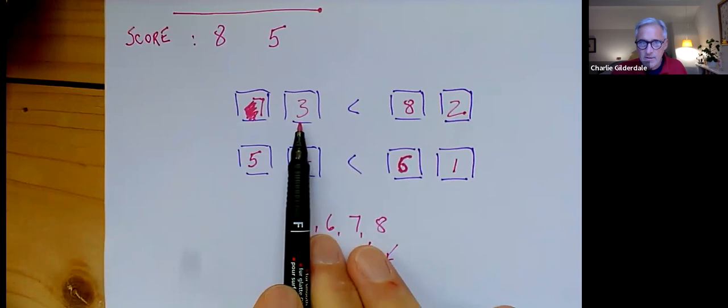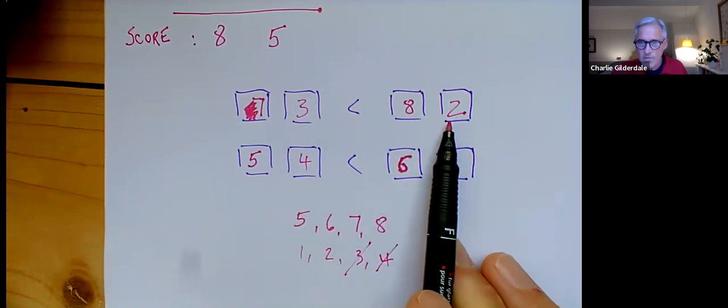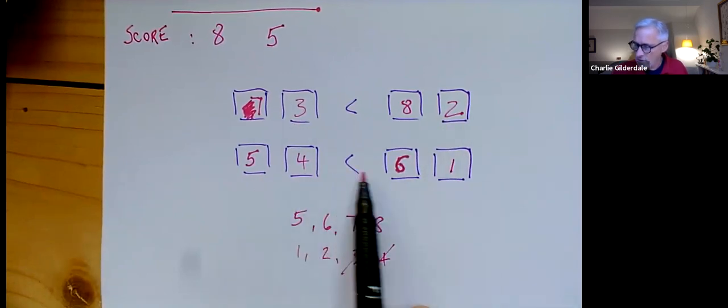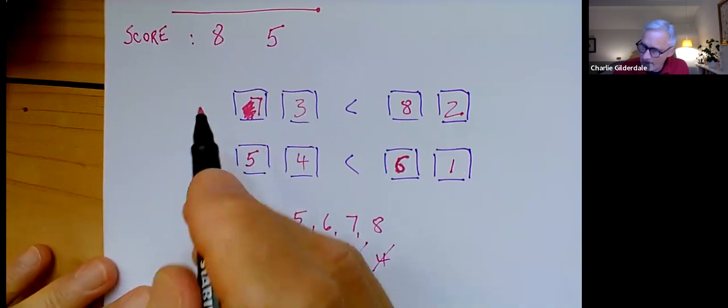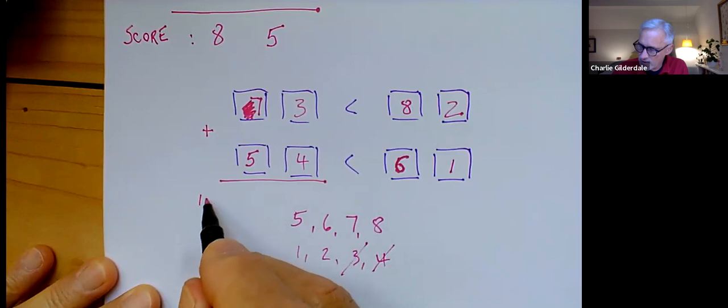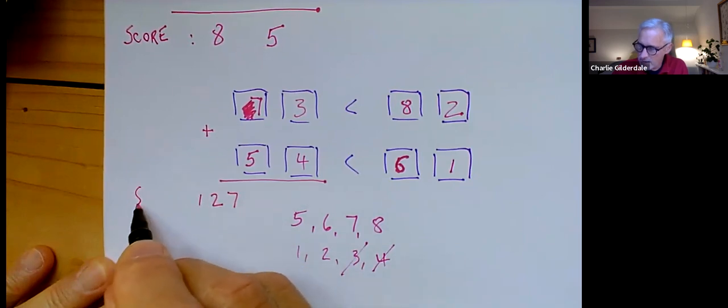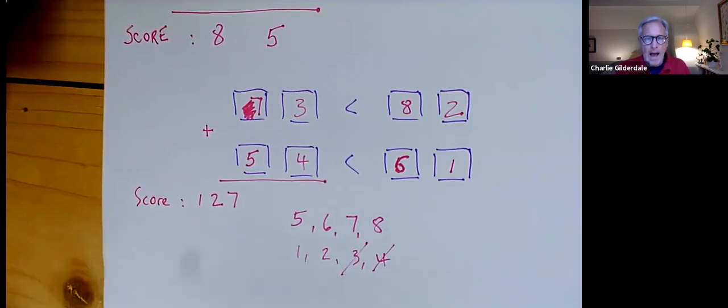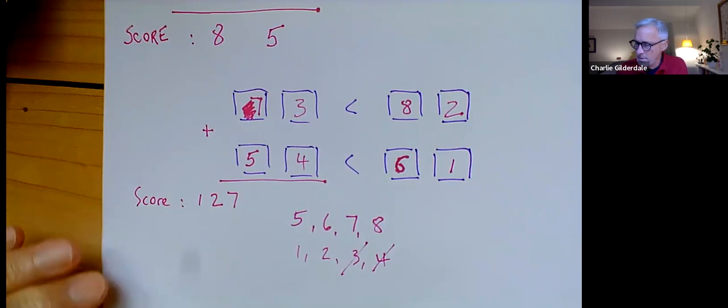So I've got 73 is smaller than 82. 54 is smaller than 61. And if I add these, I get 127 would be my score. And I just realized that's not the only way in which I could have organized these numbers.